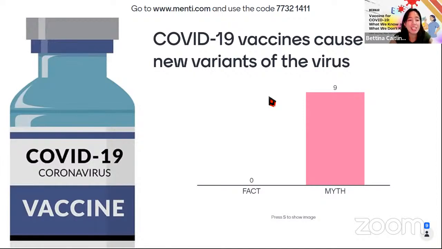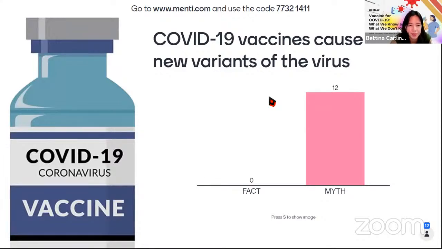Okay, so the answer is myth. Vaccines do not create or even cause any new variants of the COVID-19. New variants often happen because the virus that causes the COVID-19 constantly changes through a natural ongoing process of change. Looking ahead, variants are expected to continue to grow or emerge as the virus continues to change.